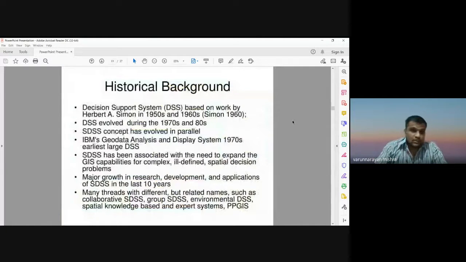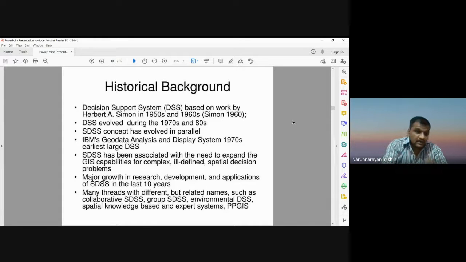Okay, so the historical background: how did this decision support system start? It was first started in the 1950s by Herbert A. Simon. Herbert A. Simon first introduced this term, decision support system, and it was developed during the 1970s and 80s.